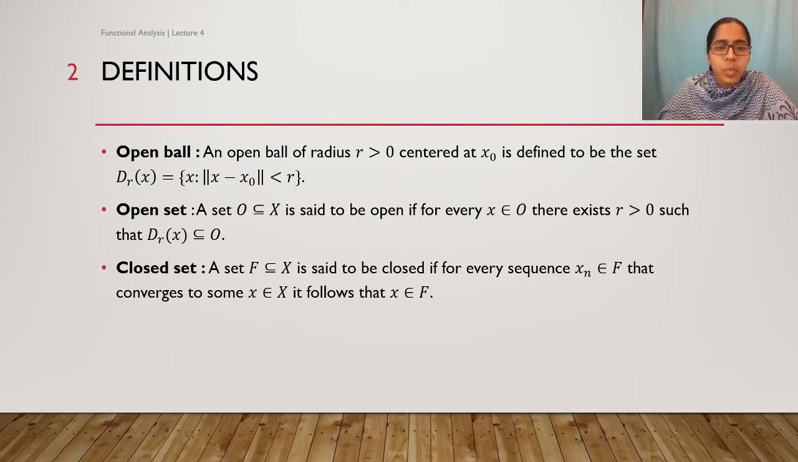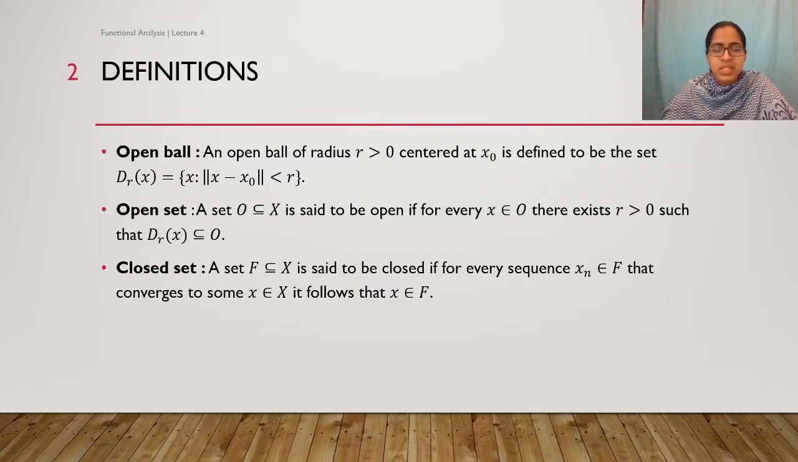Next is the definition of open set. A set O contained in X is said to be open if for every x belonging to O, there exists an r greater than 0 such that d_r of x, that is the open ball containing x, is contained in the set O. So a set is open if for any point in O we can find an open ball contained in the set O.